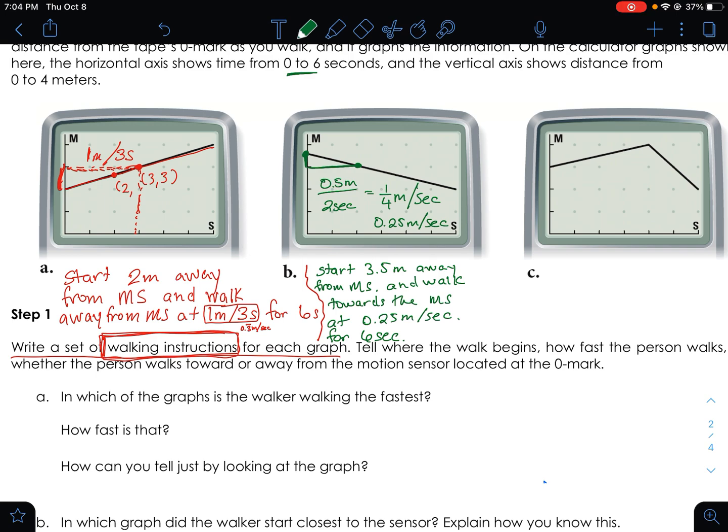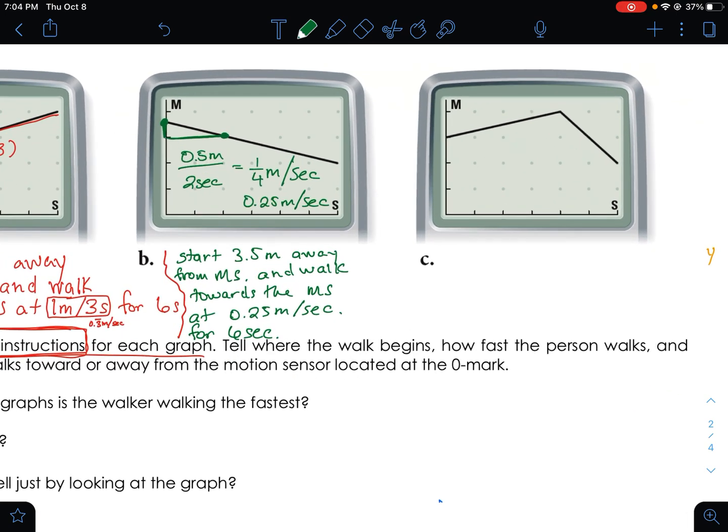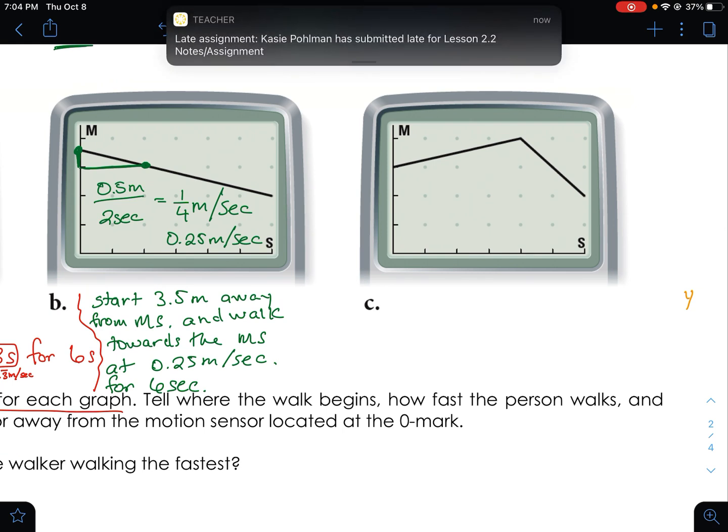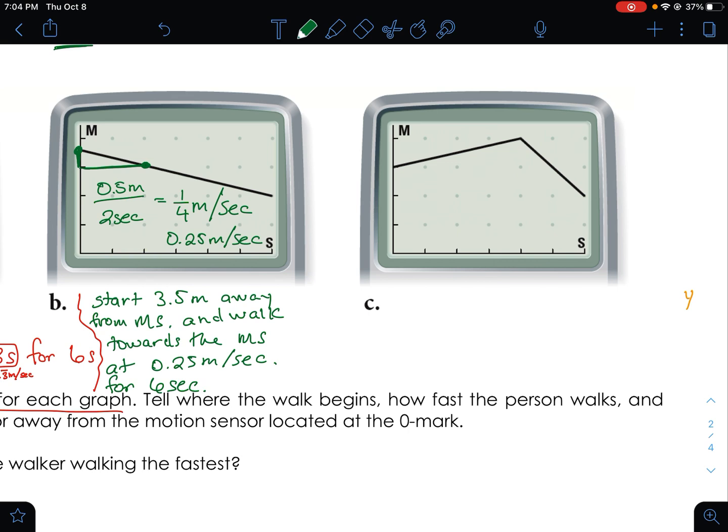Now, the next thing we have is this graph over here, letter C. Now you should notice that there's a difference in this graph. The difference is that there is a section of this graph that goes uphill and a section of this graph that goes downhill. So that means that this person is changing direction. Okay, and he changes direction when the graph changes from increasing to decreasing, or from uphill to downhill.